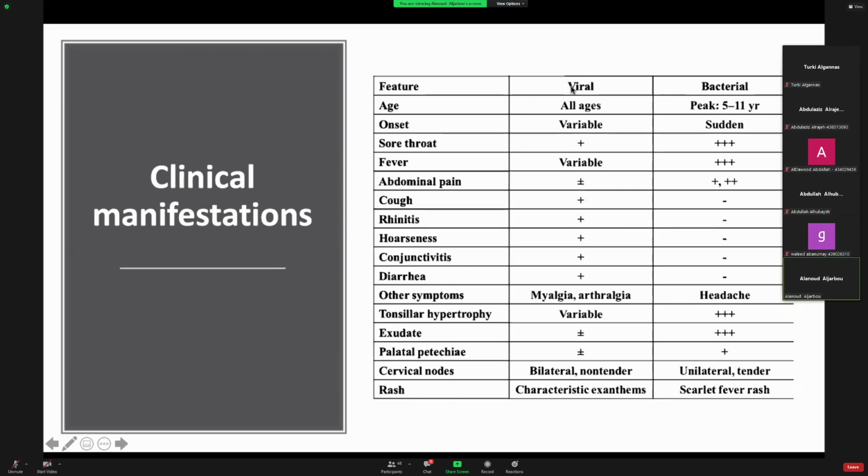Rash, if it is with a viral infection, it's a viral exanthem. For bacteria, if it is with Group A, they will have a scarlet fever rash, which has a sandpaper appearance. But it's only with Group A. It doesn't happen with any other bacteria.